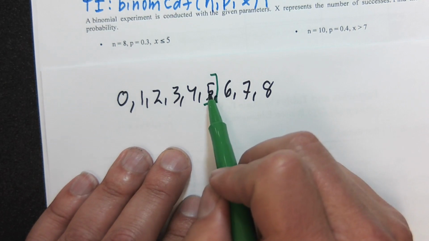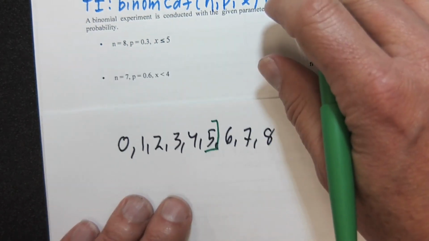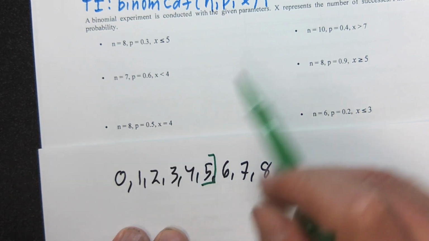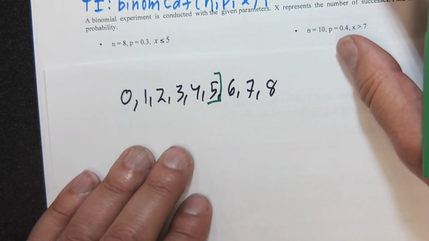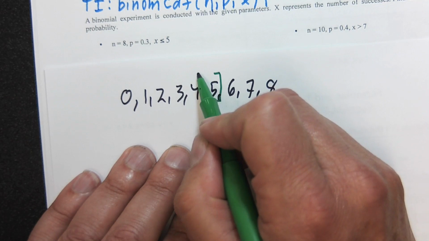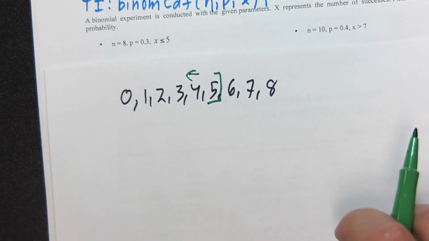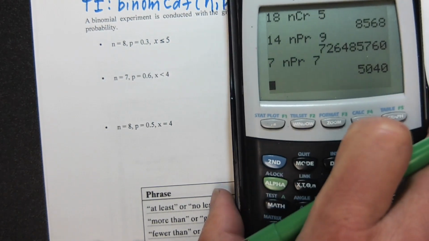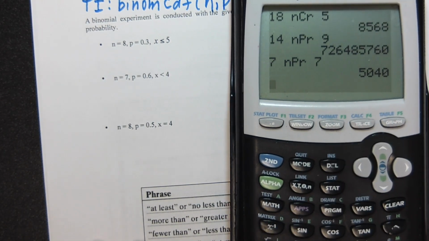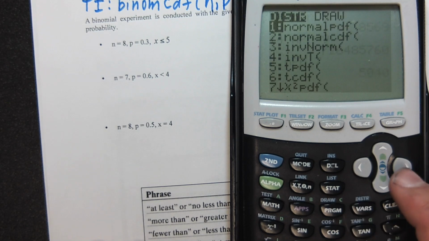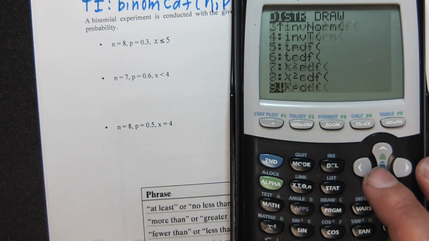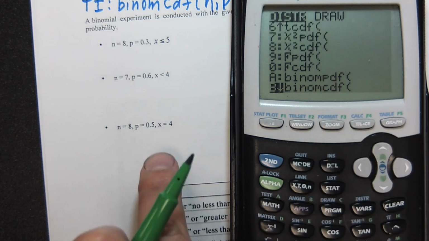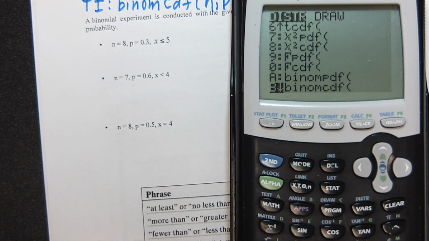The PDF means we want to know when X is exactly 5. So for example, this one is X equals 4. That'll be a PDF when we get to it. So what we want is less than, so we want, in this case, 5 and down. So here's what this means for our calculator. I'm going to go to distributions again. And here's my binom CDF. Again, PDF is for the equal case. Less than is going to be the CDF.